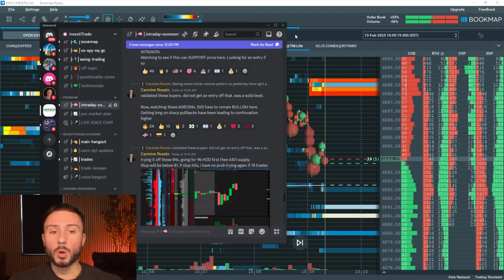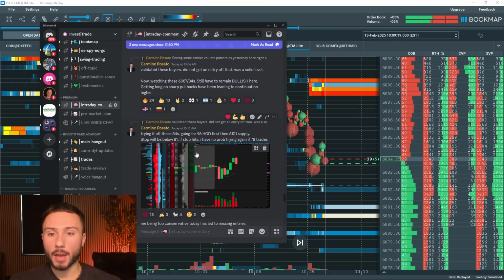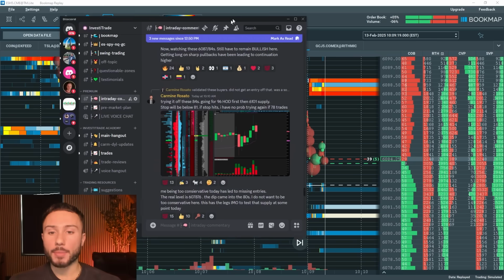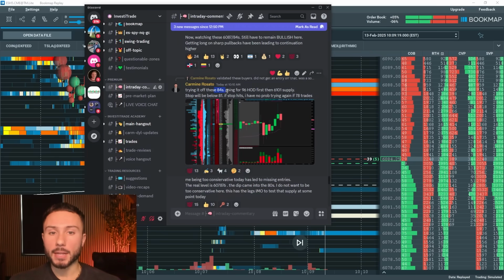Well, we dipped down perfectly into this 60.84 level, and I found good enough confirmation to try the market long at the 84s, going for the level of supply at the 01s. So it was about a 17-point reward for 3 points worth of risk, about a 5-to-1 risk to reward ratio.